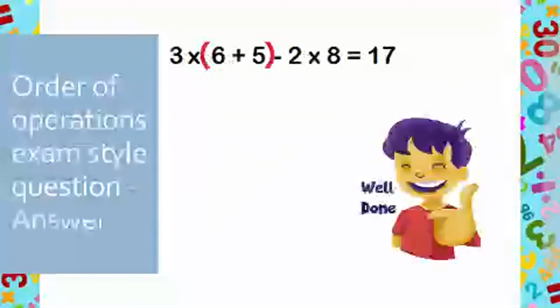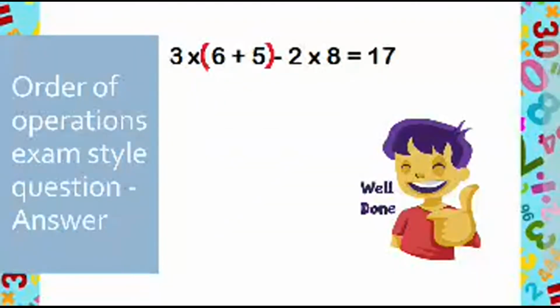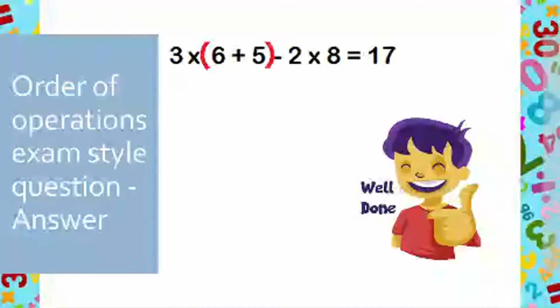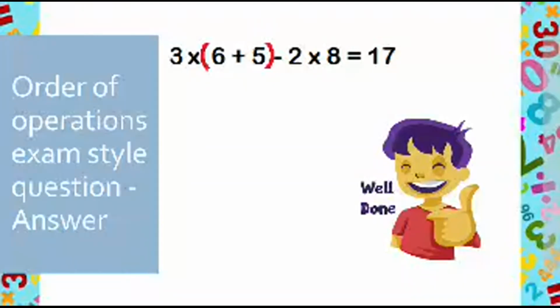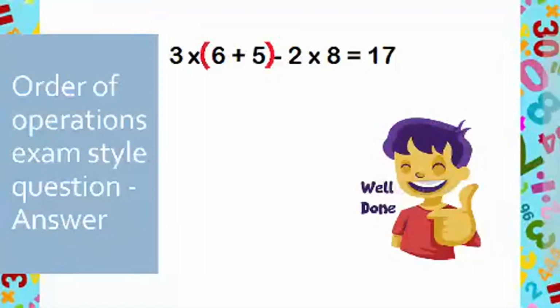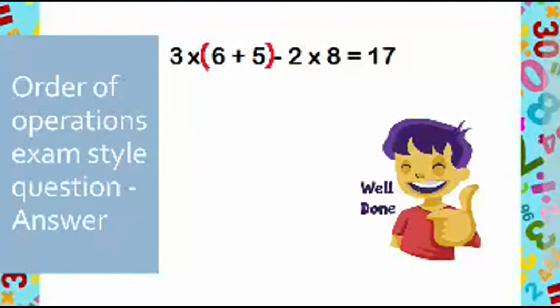The answer for this question is we have to write the brackets around 6 plus 5. When we insert the brackets on the two numbers 6 plus 5, the result is going to be 11, because we have to solve the brackets first. Multiplied by 3, that gives me 33, minus 2 multiplied by 8, which gives 16. The answer is 33 minus 16, which is equal to 17. If you have got this answer correct, well done, students. We will move on to the next question.